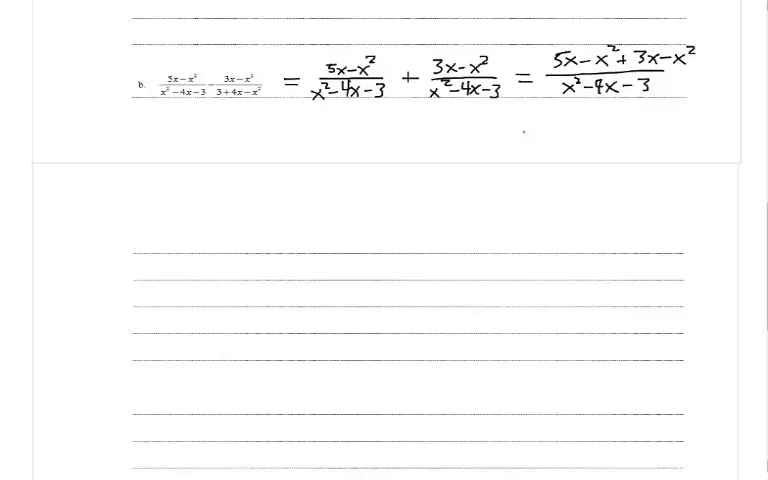And now I want to combine like terms in the numerator. So I have negative x squared minus an x squared, or negative 2x squared. And I have 5x plus 3x gives me 8x divided by x squared minus 4x minus 3. And since we can't write x squared minus 4x minus 3 in linear factors, this is in the simplest form that we can find. And that's how we add and subtract rational expressions with opposite denominators.